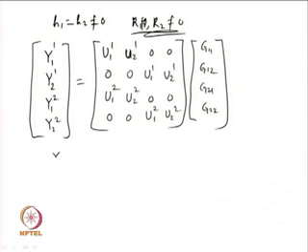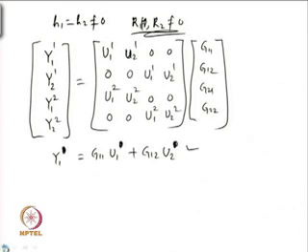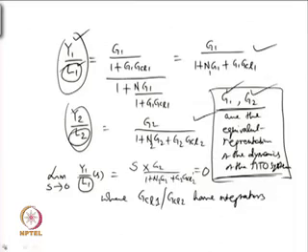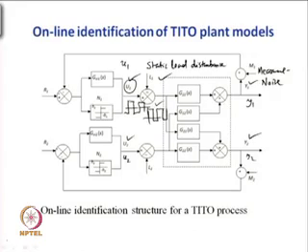How do I get Y11? Y11 is nothing but G11 U11 plus G12 U21. So, forget about the first instant for now, then what are you getting? Y1 is equal to G11 U1 plus G12 U2. Is it so or not? Yes, definitely. If you see the block diagram now, what is your Y1? Y1 will definitely be made up of two components, G11 U1 plus G12 U2.